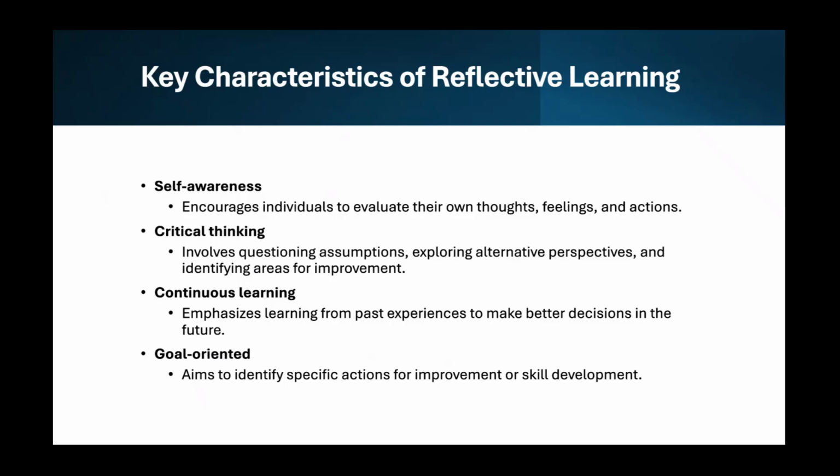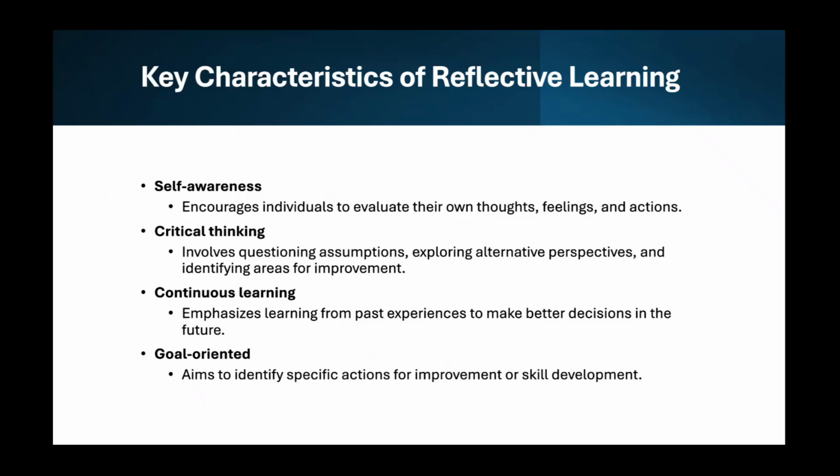It's really important, exploring alternative perspectives. If we take the example of a team, a team is not just made up of an individual. A team is made up of a number of people, 4, 5, 6 people. Everybody may have different perspectives, different preferences, different priorities. How do you bring them all together? Continuous learning is the main objective. It emphasizes learning from past experiences to make better decisions in the future, so that you do not repeat the errors or mistakes that you made in the previous experience. And so continuous learning is a key characteristic of reflective learning.